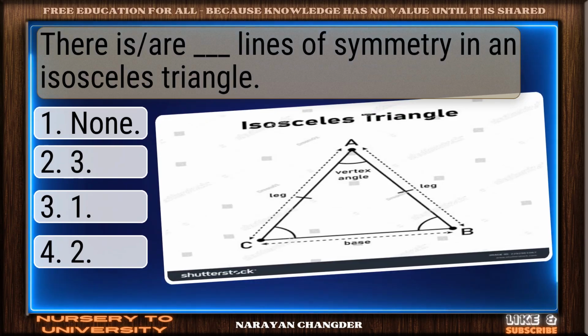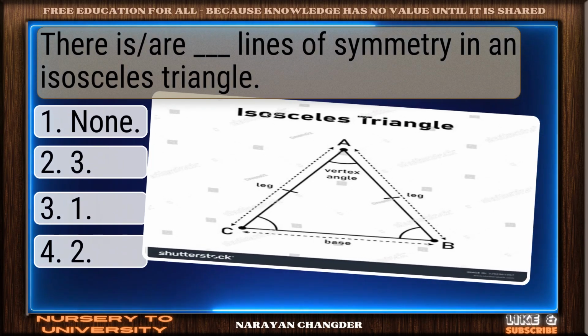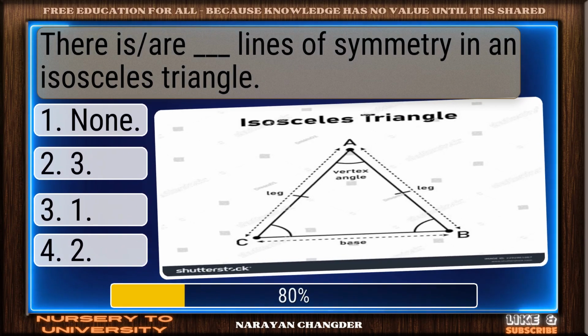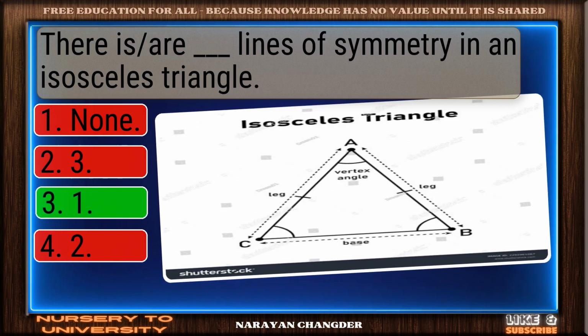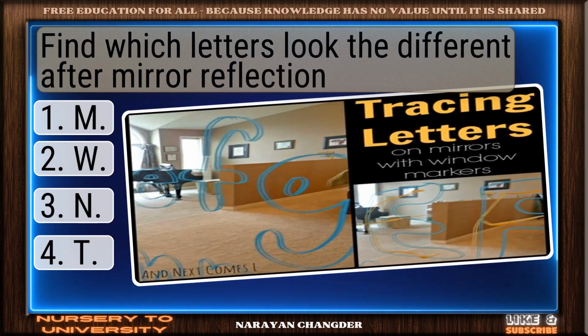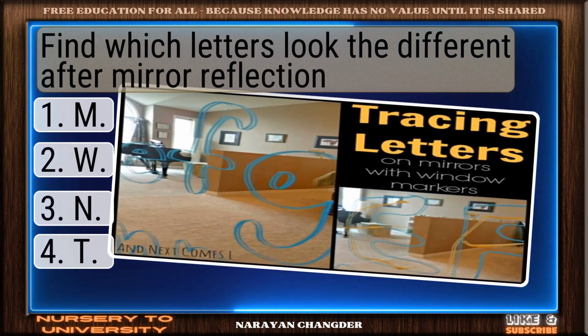There are blank lines of symmetry in an isosceles triangle. You chose 1, and it is correct. Find which letters look different after mirror reflection.